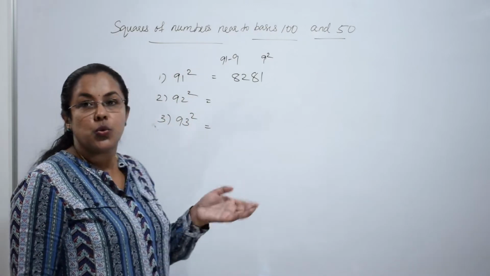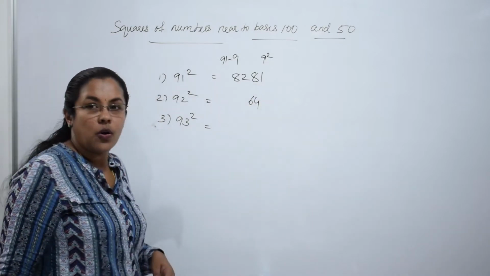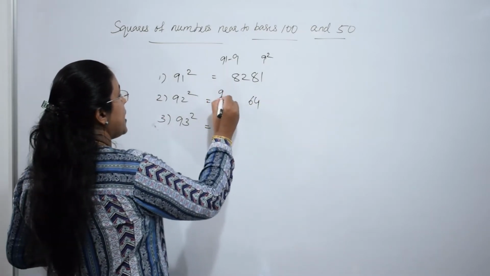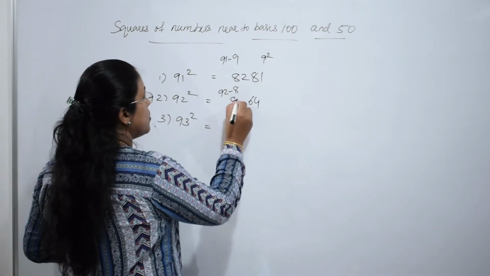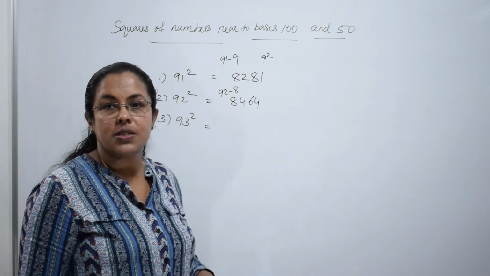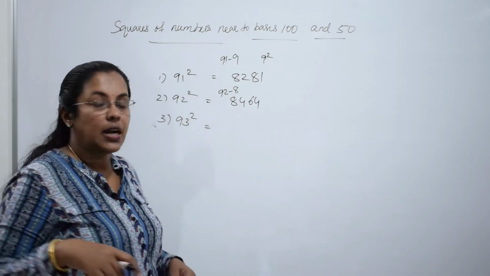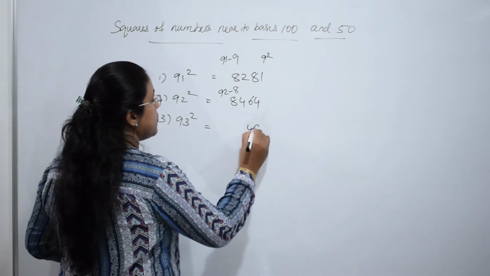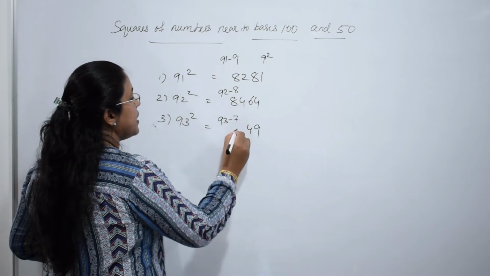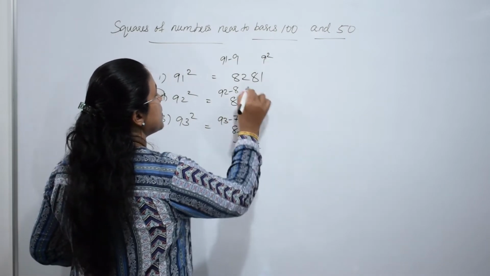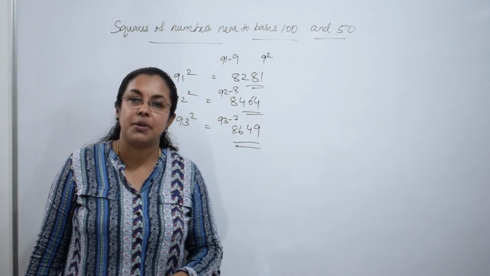Again, 92 is 8 less than 100, so 8 8s are 64. Second step, subtract 8 from 92, that is 84. So the final answer is 8464. 93 square. 93 is 7 less than 100, so 7 7s are 49, and 93 minus 7 is 86. Isn't it very easy? We are using the base 100 method here.